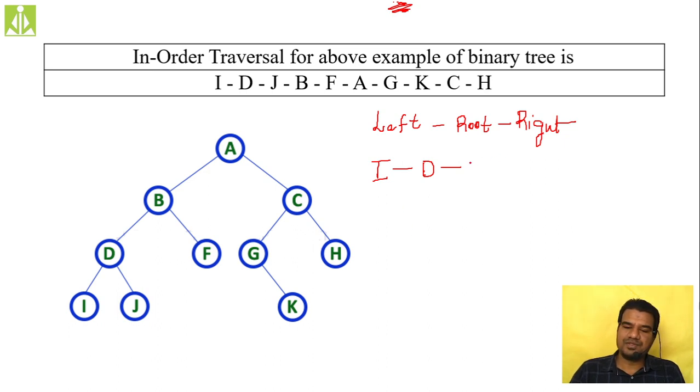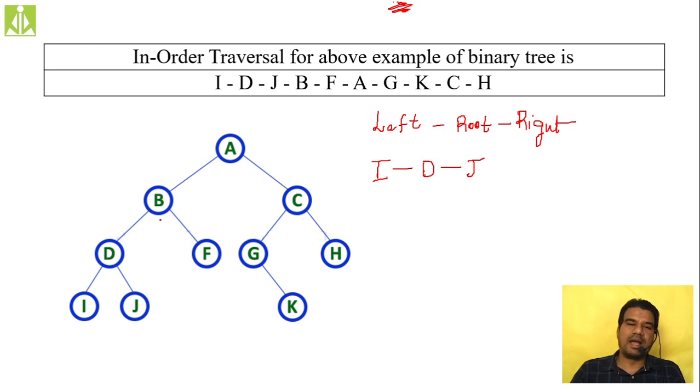So visit J. J is visited. After visiting J, try to visit the right of J. Is it having any right? No. J is not having any right. So go back to D. For D, everything is completed. Left side is visited, root is visited, right is also visited for D.